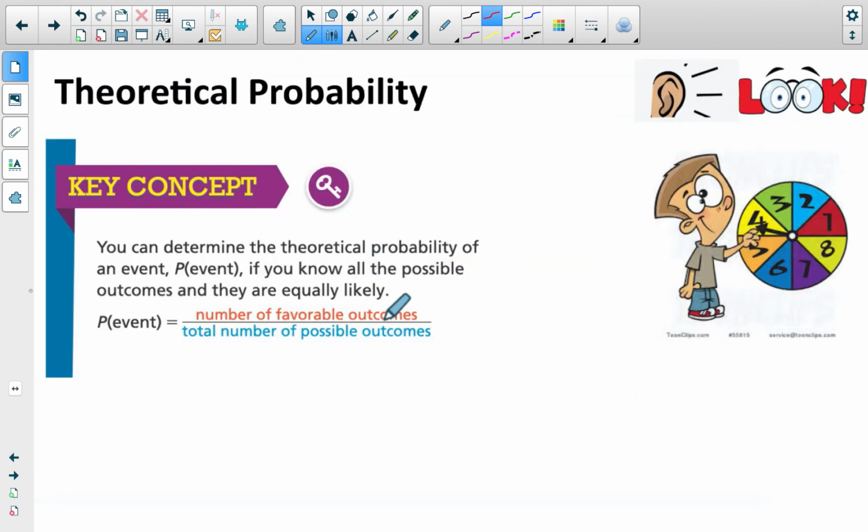So, theoretical probability. You can determine the theoretical probability of an event by writing the number of favorable outcomes, meaning what you're looking for, over the total number of possible outcomes. So, for instance here, if I'm looking to land on red or orange, that is 2, and then the total is 8, so that would be 2 out of 8. And you can make a bunch of probabilities based on this spinner here that this guy is playing with over here on the right.